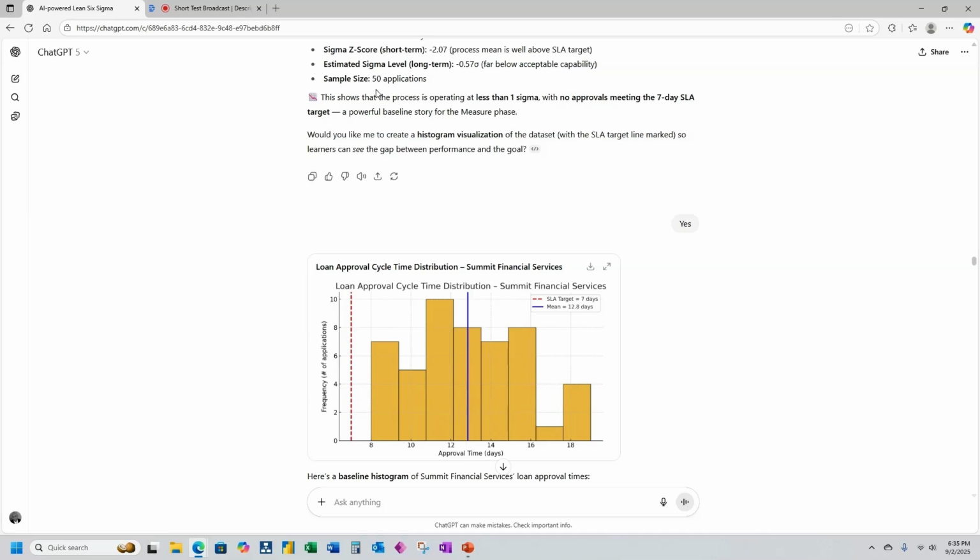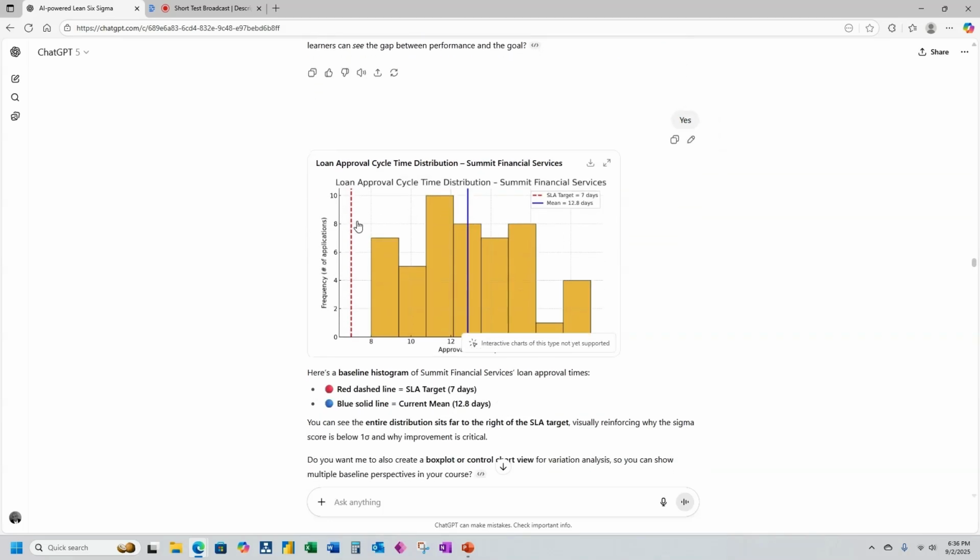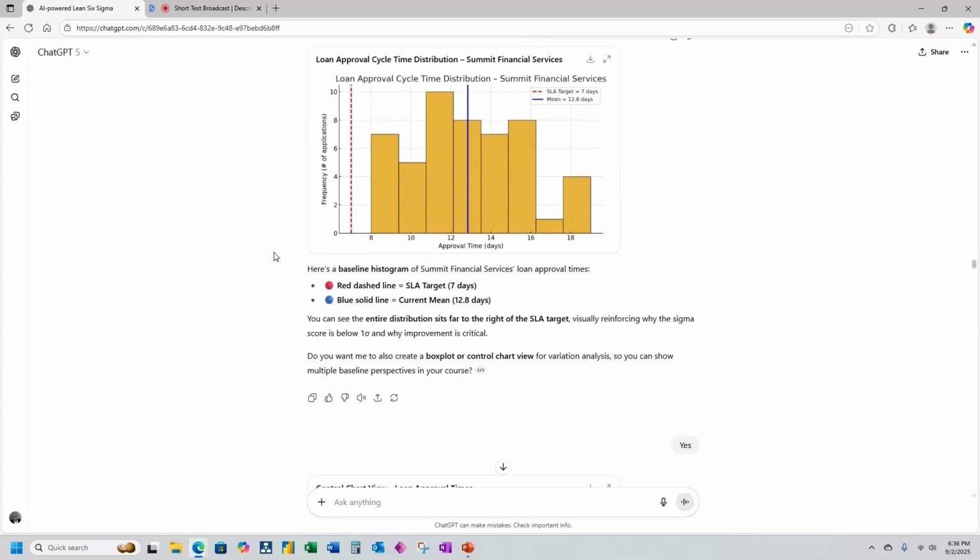So this is our prior chat here that we were having, a continuation of the chat. And it asks here, would you like me to create a histogram visualization of the data set with the SLA target line marked so learners can see the gap between performance and the goal? I just simply answered yes, right? And with that, voila, we've got this histogram created. This is exactly what you saw in the deck.